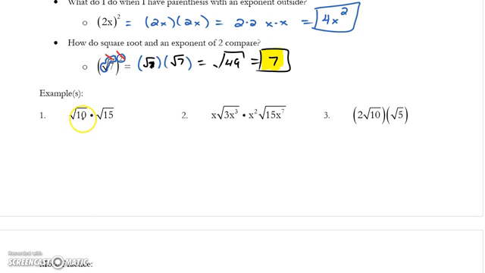Example 1. I have a number times a number. Both of these are inside my square root, so I can multiply them. Shortcut number 1. Yes, 10 times 15 is 150. But the first thing you're going to have to do is start factor treeing. So when I'm multiplying and my numbers are both inside my square root, I just write it as a multiplication, because I'm going to have to factor tree these anyway.